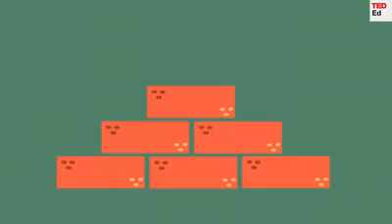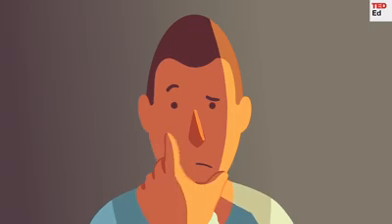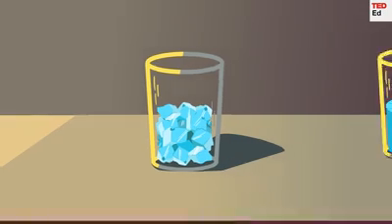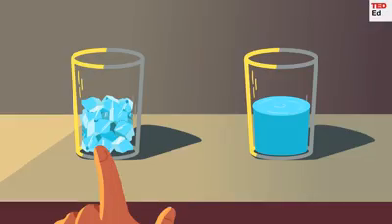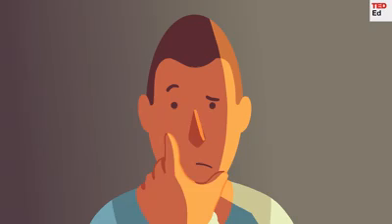Entropy is often described as a measurement of disorder. That's a convenient image, but it's unfortunately misleading. For example, which is more disordered, a cup of crushed ice or a glass of room temperature water? Most people would say the ice, but that actually has lower entropy.